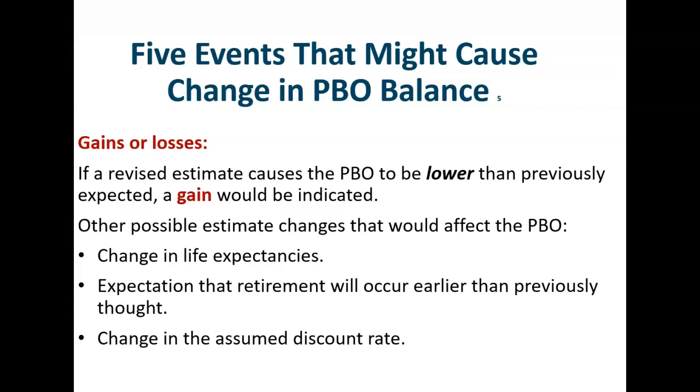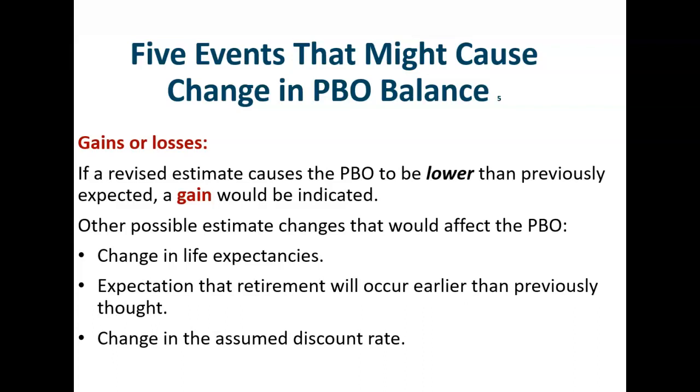A change in life expectancies might cause the retirement period to be estimated as, say, 21 years rather than 20 years. Calculation of the present value of the retirement annuity would use N equals 21 instead of N equals 20. The estimate of the PBO would increase.